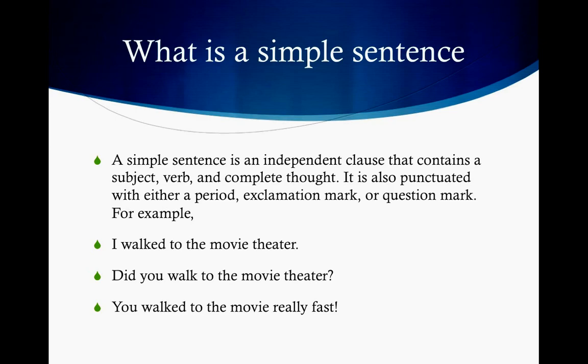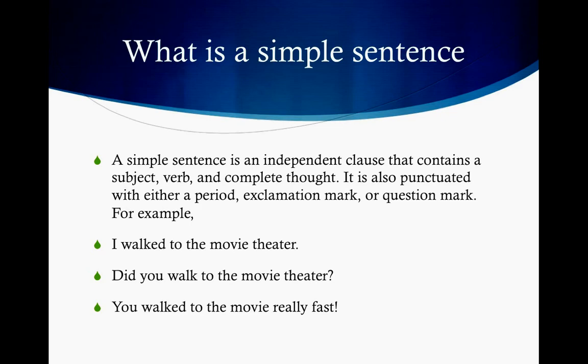So in this example, I walked to the movie theater. You can see here we do have the subject, which is I, and we have the verb walked. To the movie theater is just an infinitive phrase. It's just completing the sentence, completing the thought. But you do have to have a subject and a verb, and you have to complete. I walked to what? I walked where? That completes your sentence. Now, if you have a subject and a verb, then you have a complete thought, and that is considered a simple sentence.